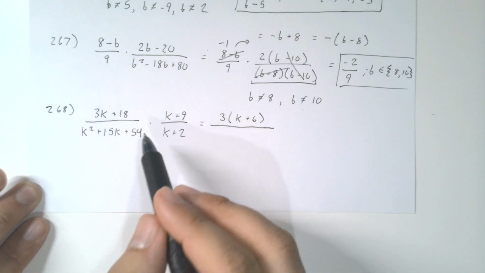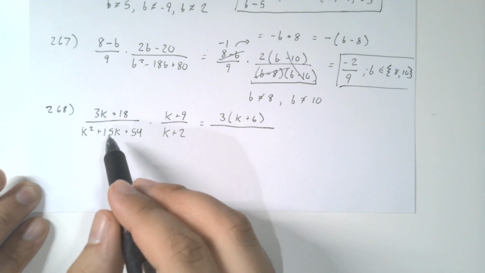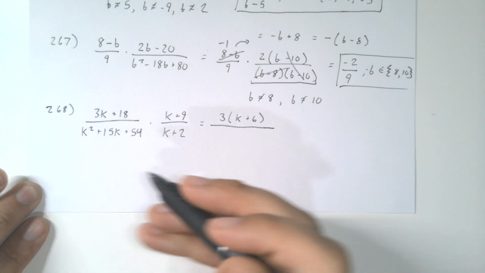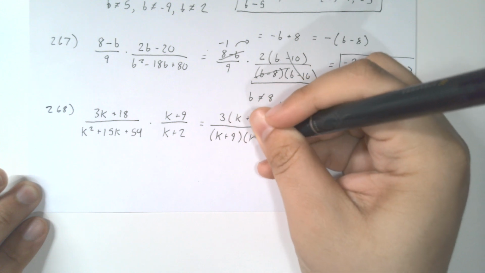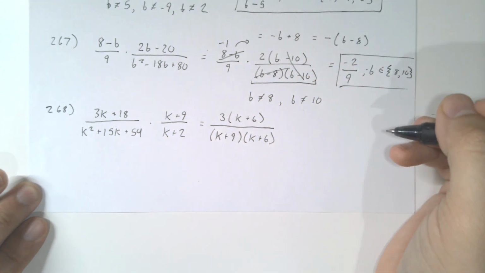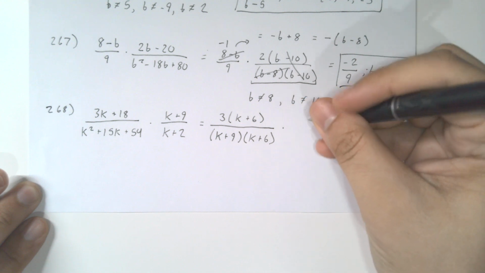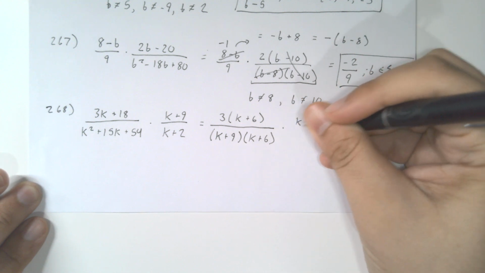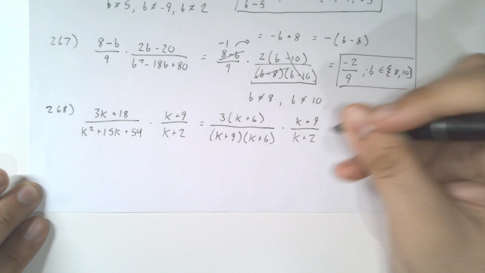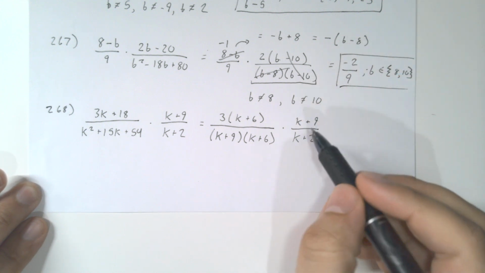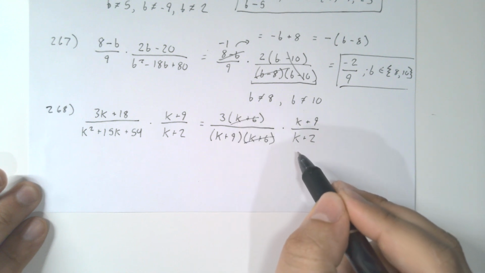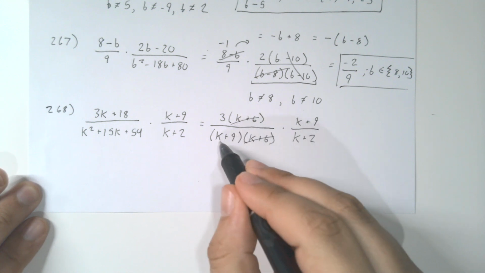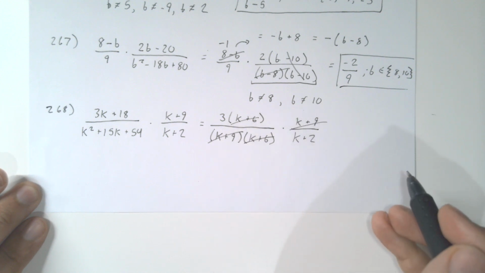We try to find two numbers that multiply to 54 but add up to 15. Two numbers that do that would be 9 and 6. So we have k plus 9 and k plus 6. And now for the other fraction, we just have the k plus 9 and k plus 2. So we have a common factor of k plus 6 right here. So k plus 6, k plus 6, and then the k plus 9 and k plus 9. So those cancel as well.